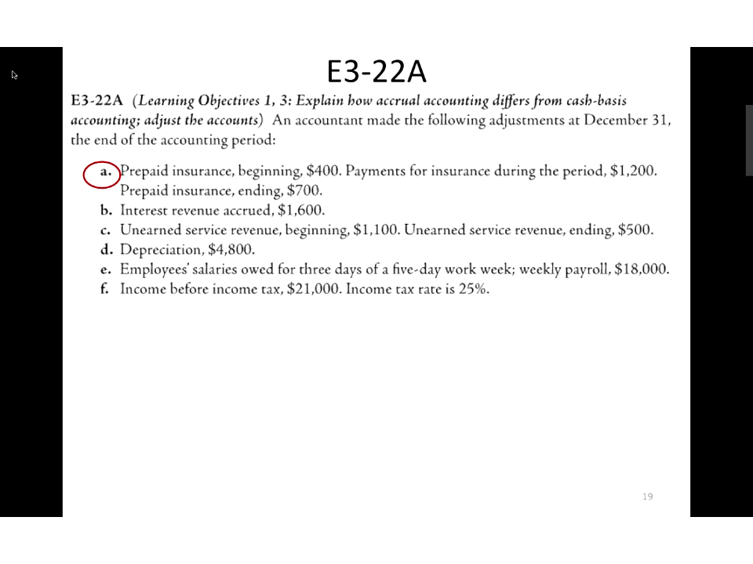Okay, so the first one, A, prepaid insurance beginning $400. So what that's saying to us is we started, before we did any adjustments, our prepaid insurance, what type of account is prepaid insurance? Asset, you said it, yes, exactly. So prepaid insurance is an asset. That means we paid for insurance at some point in the past that hadn't expired yet. So before we did any adjustment, we had $400 in that asset. Then we paid for more insurance during the period, $1,200. And then our ending insurance balance should be $700.